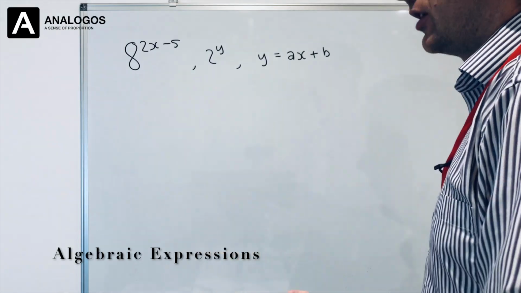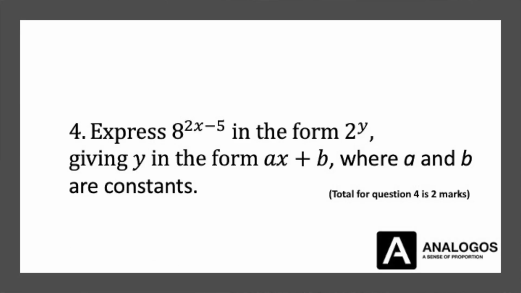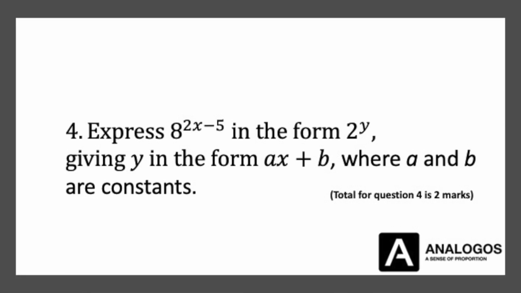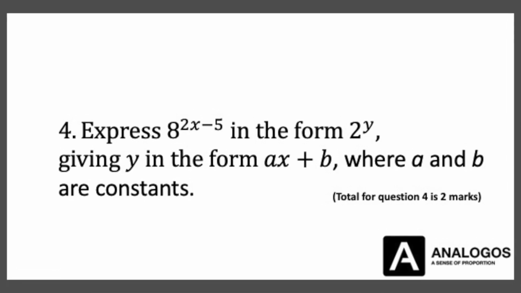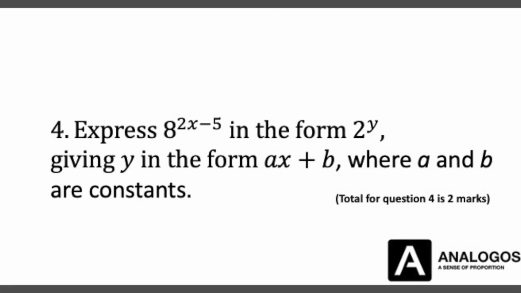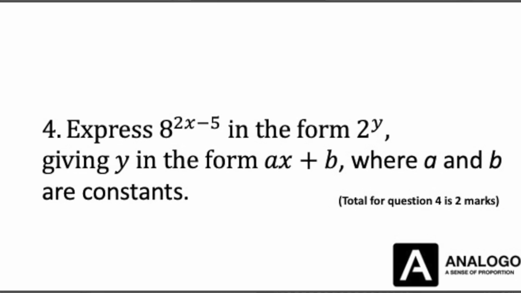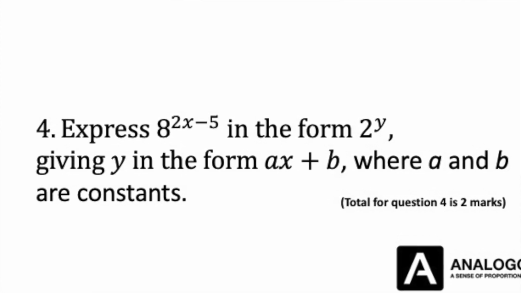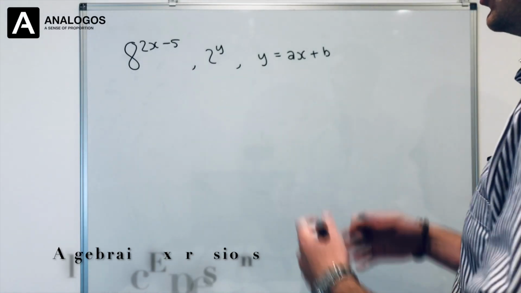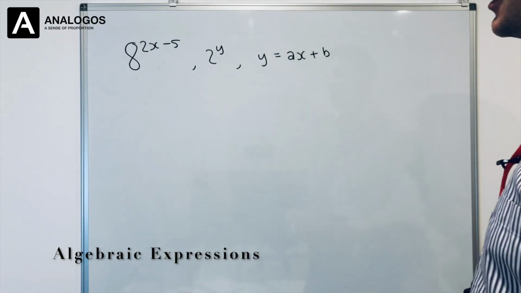Okay, so let's look at the next one. We've got: express 8 to the power of 2x minus 5 in the form 2 to the power of y, giving y in the form ax plus b, where a and b are constants. Okay, so for this one you have to know your laws of indices again.